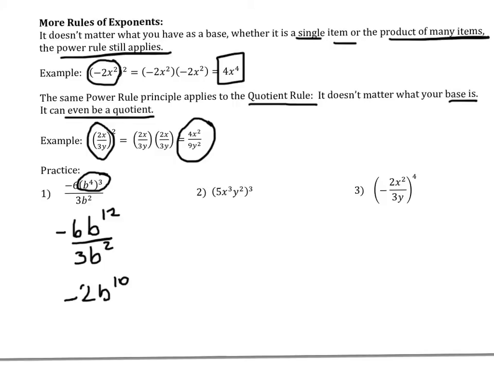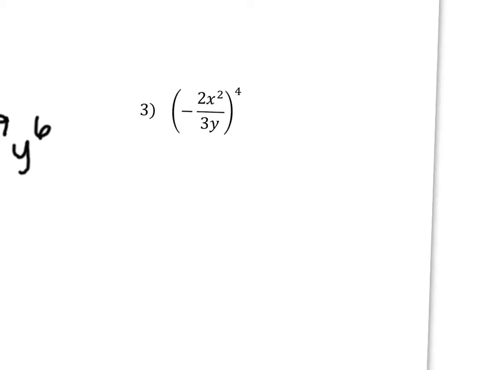For number 2, we have 5x cubed y squared cubed. So that means I need to cube everything inside those parentheses. 5 times 5 times 5 is 125. X cubed is 3 times 3, which is 9. Y squared cubed is y to the 6th power. Okay, now we're going to go on to problem 3.